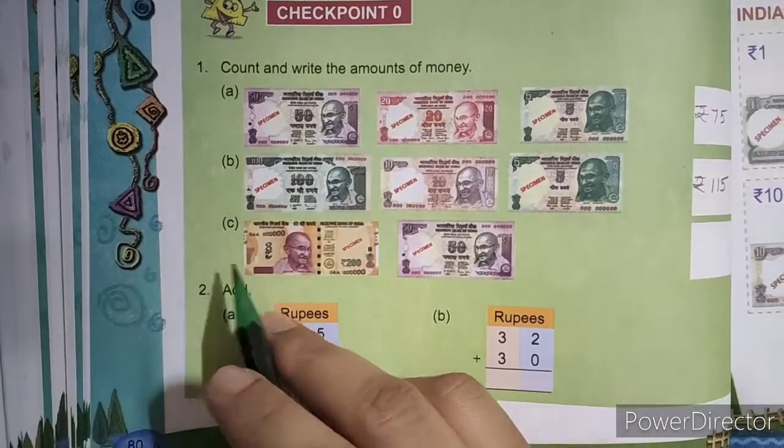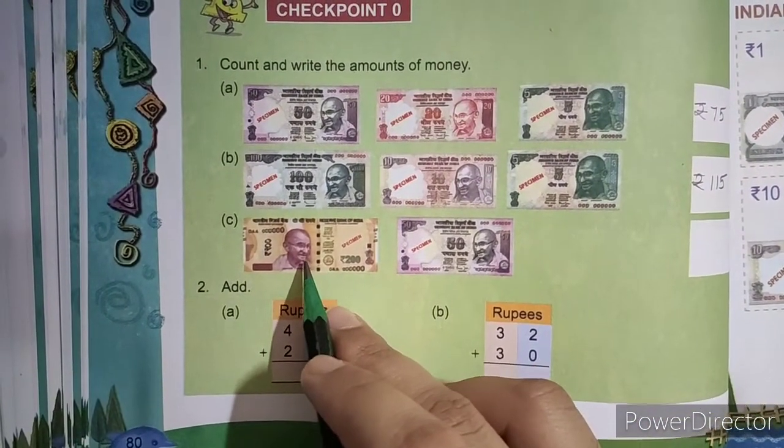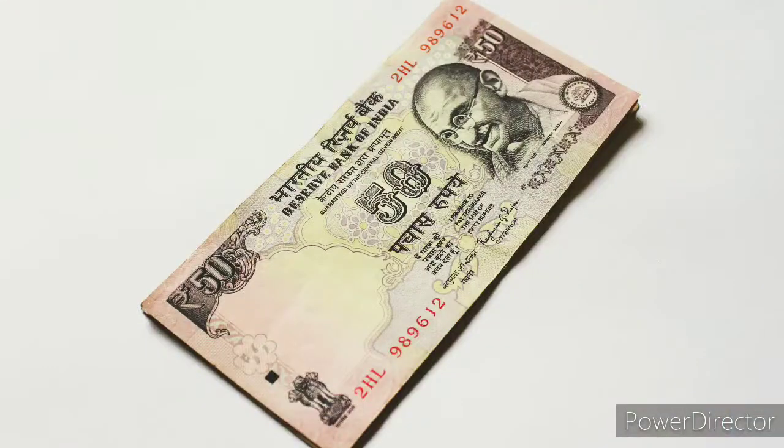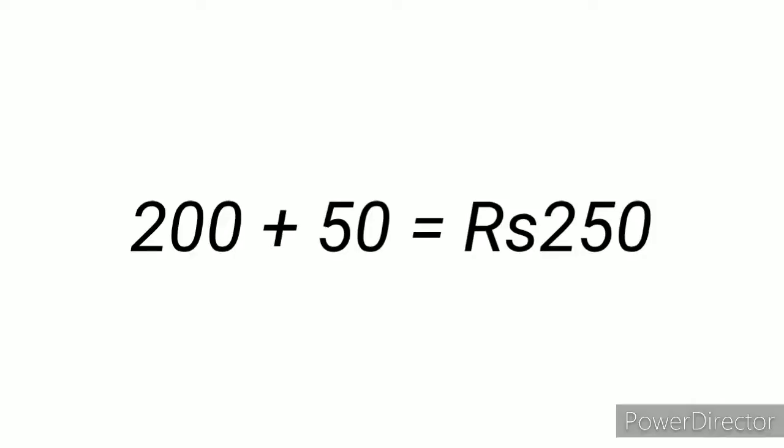C. As we can see, this one is a 200 rupee note. So 200 plus 50, it's 250. So put the rupee sign and then write 250.